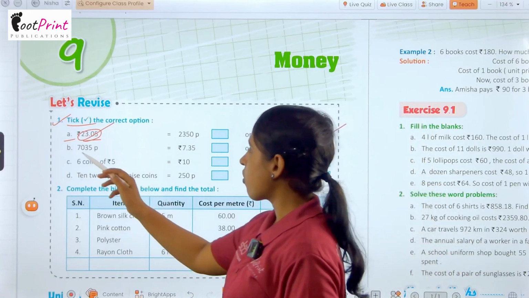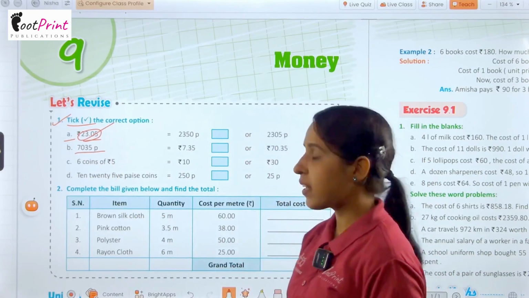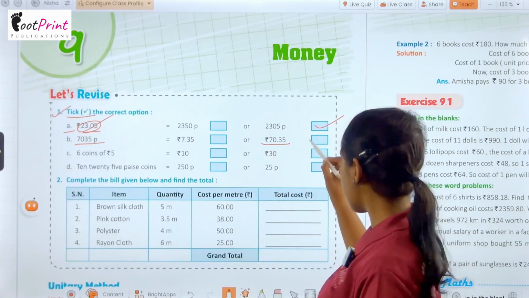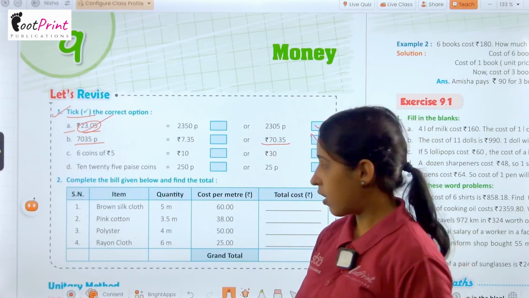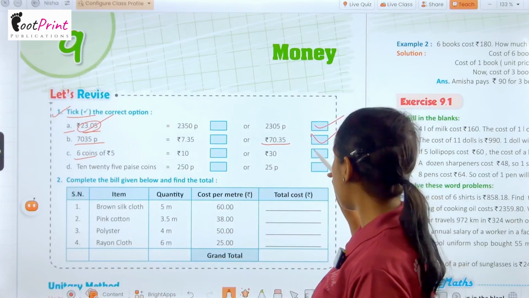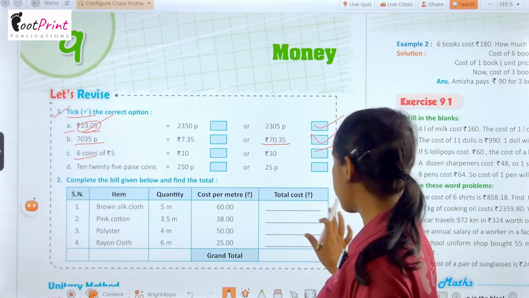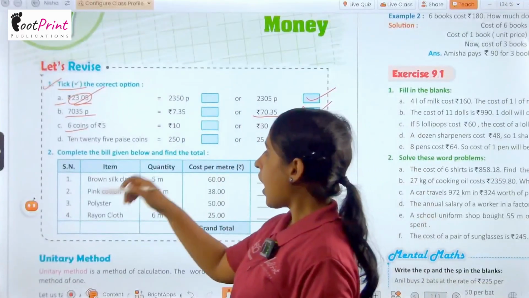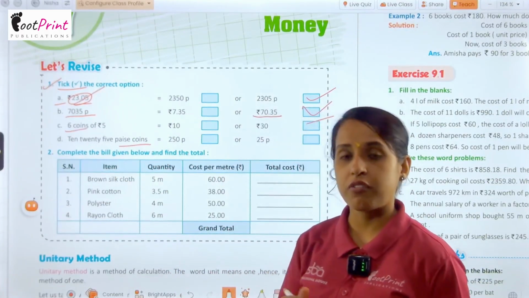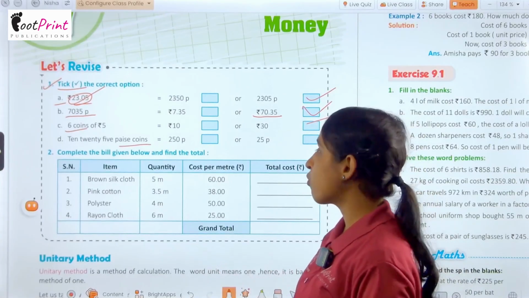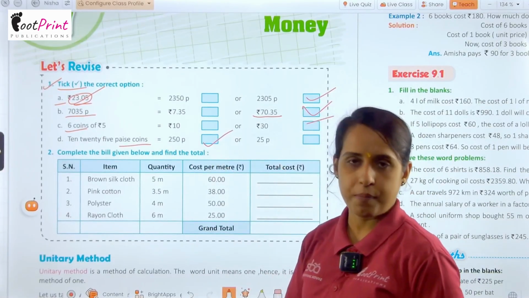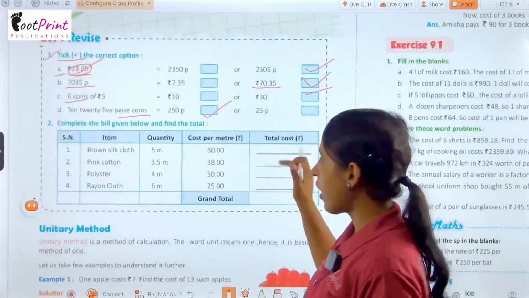Now 7035 paise will be written in rupees as 70 rupees 35 paise. So this one is correct. Now 6 coins of 5 rupees: 6 fives are 30, that equals 30 rupees. And then 10 coins of 25 paise will be equal to 25 into 10, 250 paise.